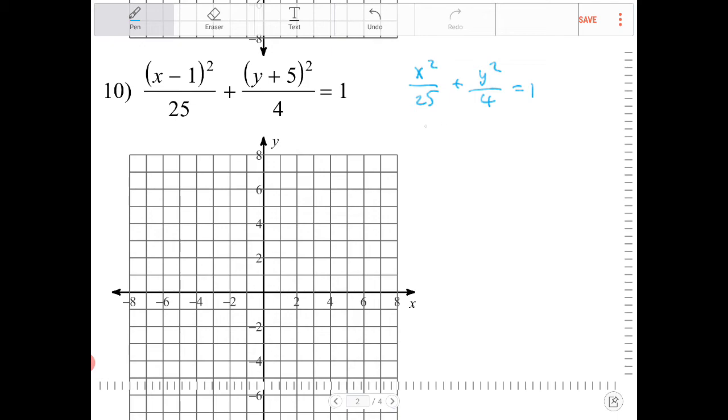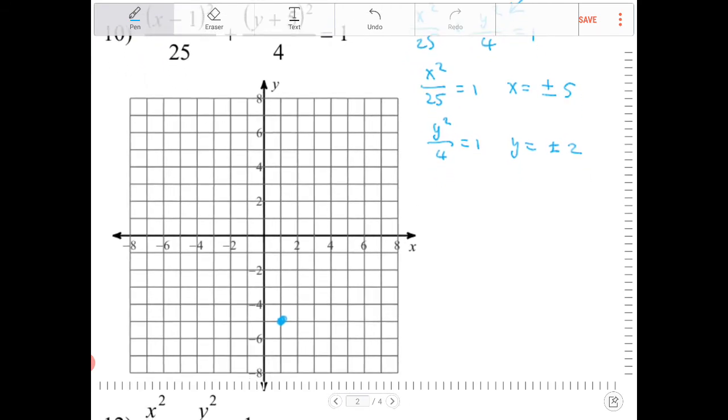So here I can tell, if I substitute in 0 for y, my x's will be, what will that be? I'll end up with x squared over 25 is equal to 1, or x is equal to plus or minus 5. If I substitute in 0 for x, I'll end up with y squared over 4 is equal to 1, or y is equal to plus or minus 2. So in other words, my center here is located at 1, negative 5, right? So it's 1, negative 5.